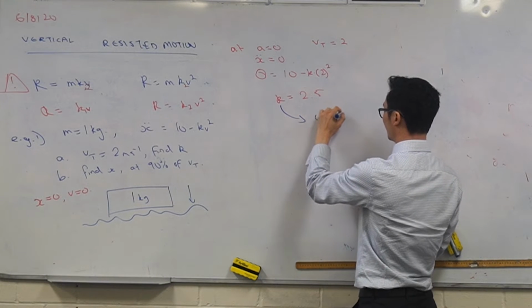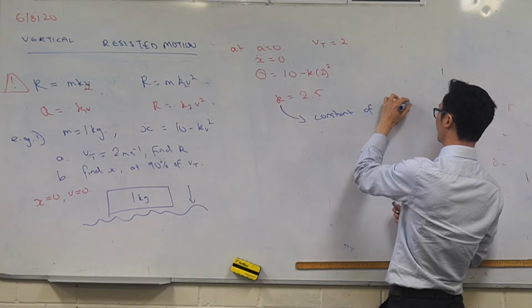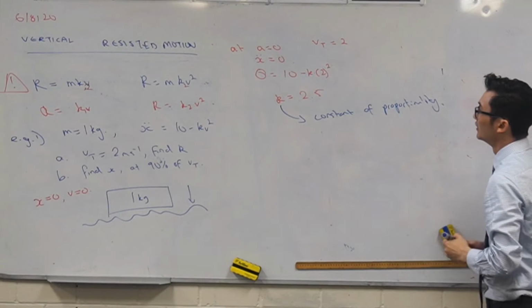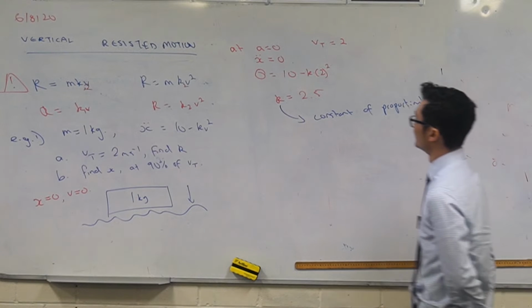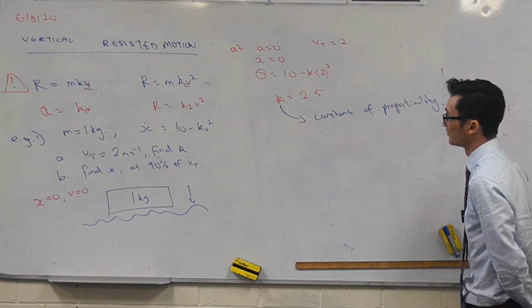They often refer to that as the constant of proportionality. You might remember that from linear variation. And they do use that term here and there for this value of k that you're often finding. So that's your resistance coefficient or something like that, right? Okay, so that's part A.